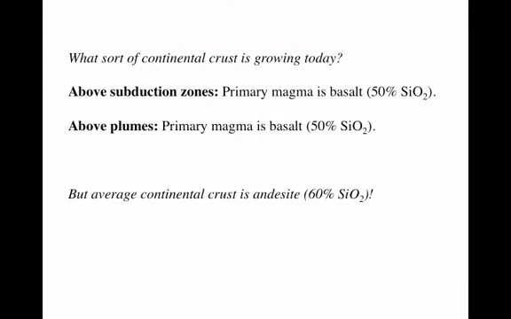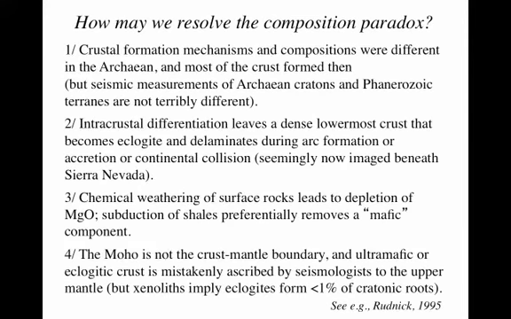So what kind of continental crust is growing today? Above subduction zones, the primary magma is basalt, that partial melt of the mantle wedge above the subducting slab. Above plumes, again, from decompression melting, the primary magma is basalt. But average continental crust is andesitic. It's significantly more silica-rich than basalt, so 60% compared to about 50%.